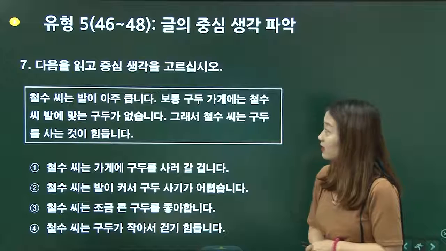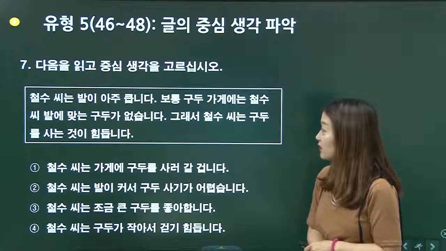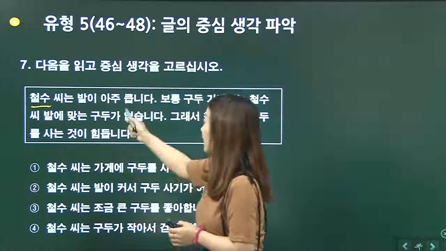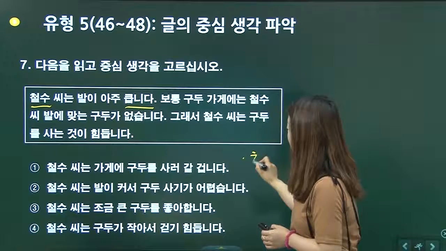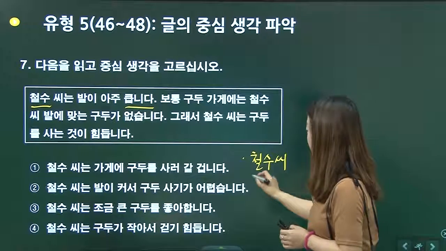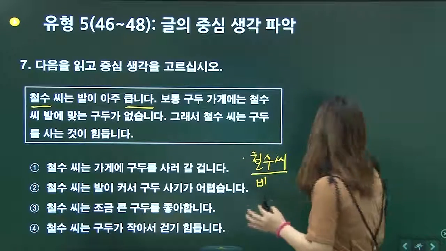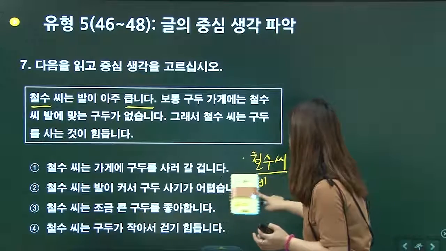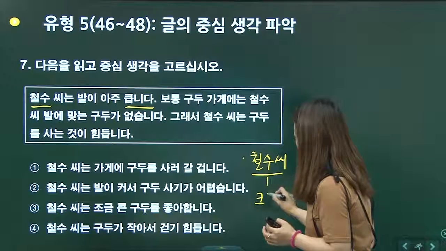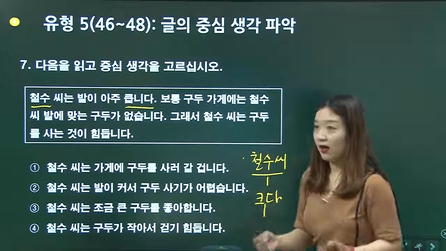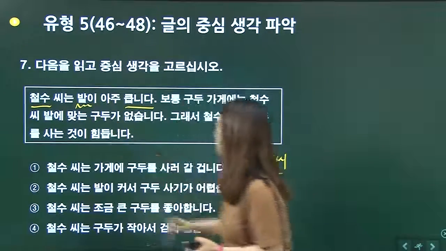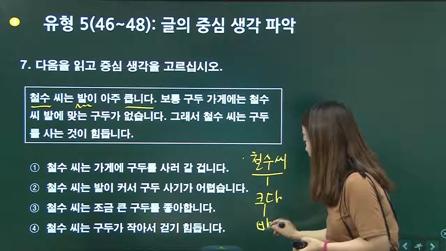Number 7. 다음을 읽고 중심 생각을 고르십시오. 철수 씨는 발이 아주 큽니다. Okay, here we go. Main person, 철수. And then 큽니다. 철수 씨는 어떻다고요? 발이 큽니다. First. 철수 씨는 큽니다. 커요. 크다. So we think about what is big, right? 발. 철수 씨의 발이 커요.